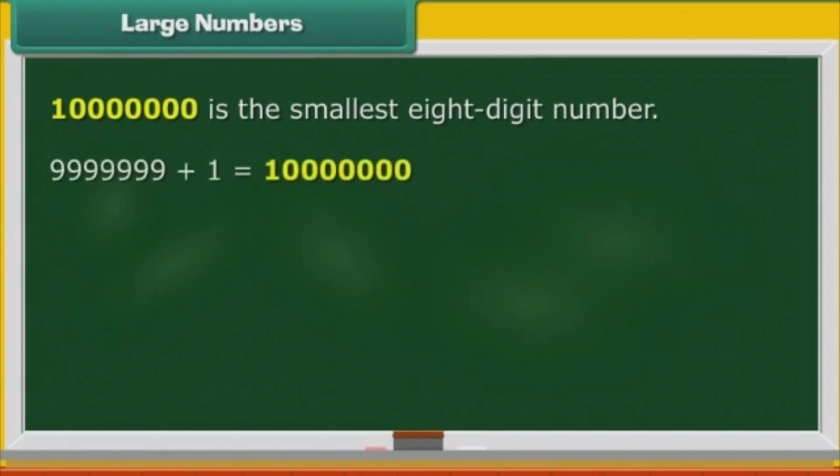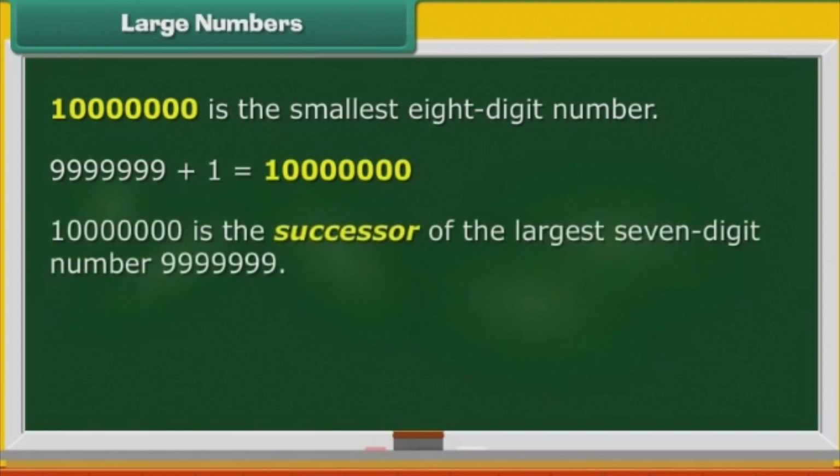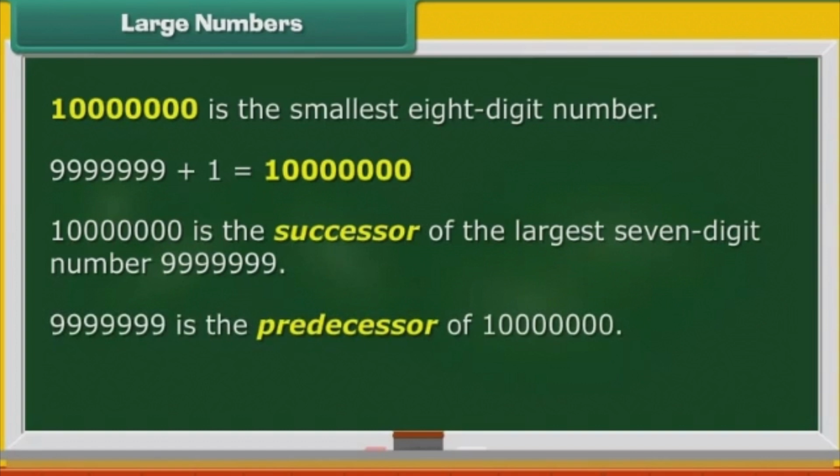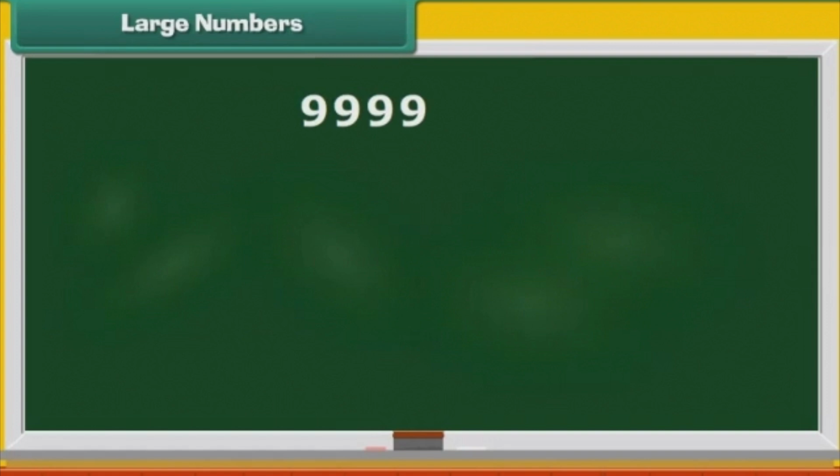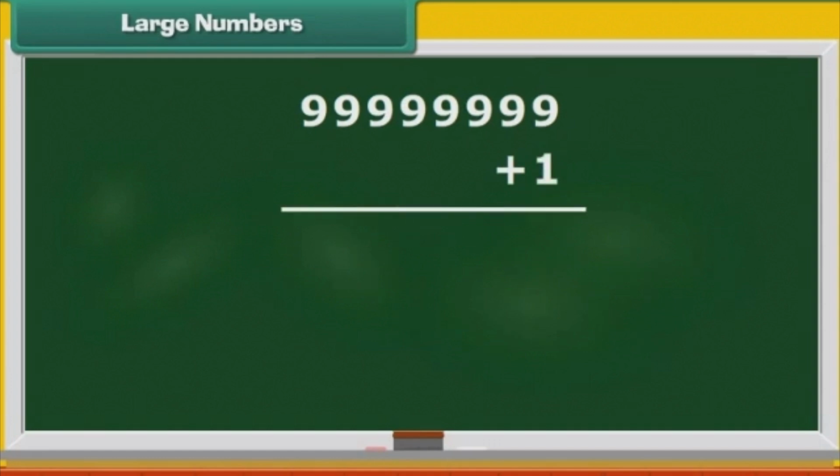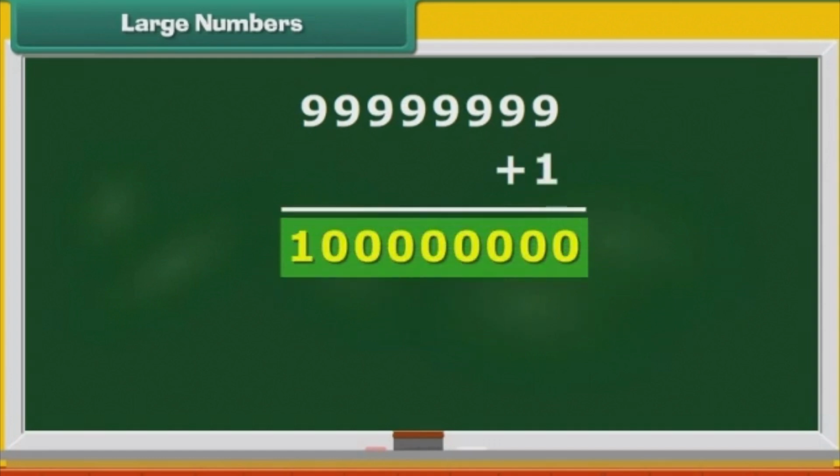It is 1 more than 99,99,999. Therefore, 1 crore is the successor of the largest 7-digit number. In other words, the largest 7-digit number is the predecessor of the smallest 8-digit number. The largest 8-digit number has 8 nines in it. Add 1 to it. What do you get? 1 followed by 8 zeros.